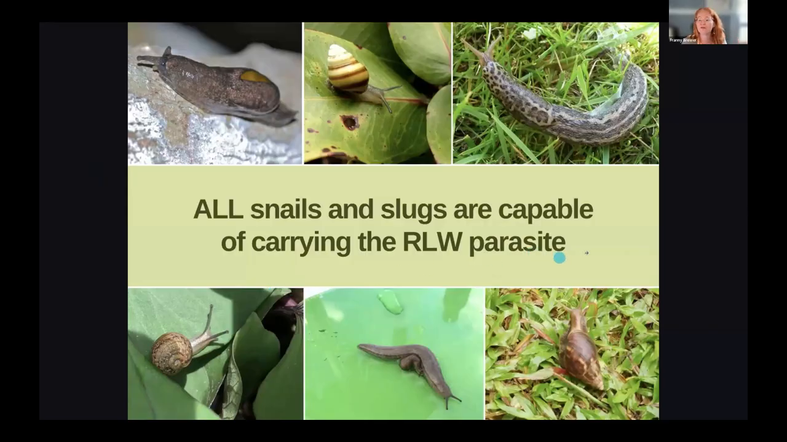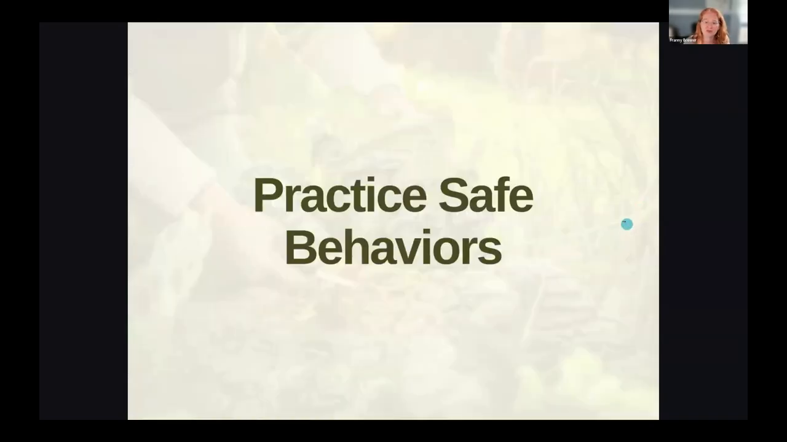So just being aware, unfortunately, even some of our endangered native snails have been found to have rat lungworm in them. But any slug or snail is capable of carrying the parasite. It's just that these ones are almost always infected with rat lungworm, and they come into contact with humans much more often than the rest of these guys. So what can you do to protect yourself?